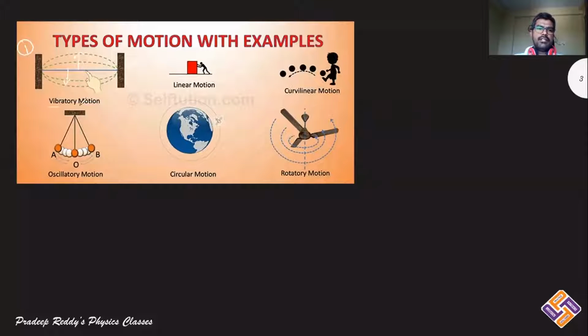This kind of motion is said to be vibratory motion. The particles of this string will be vibrated. Such type of motion is vibratory motion.